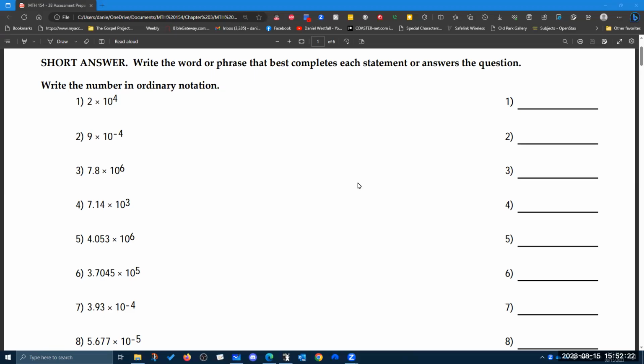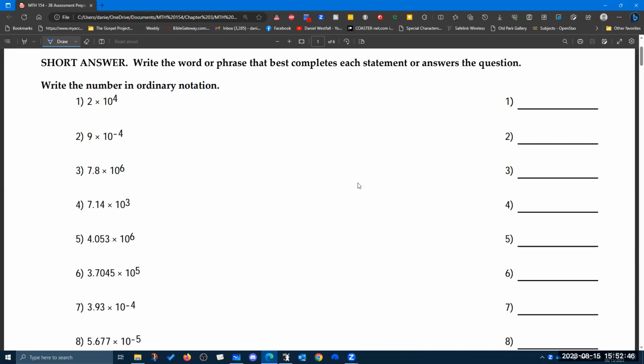In this video, we are going to learn how to convert numbers that are already written in scientific notation into ordinary notation. To do that, we are going to move the decimal point. If the power of 10 has a positive exponent, we're going to move the decimal point to the right. If the power of 10 has a negative exponent, we're going to move the decimal point to the left.